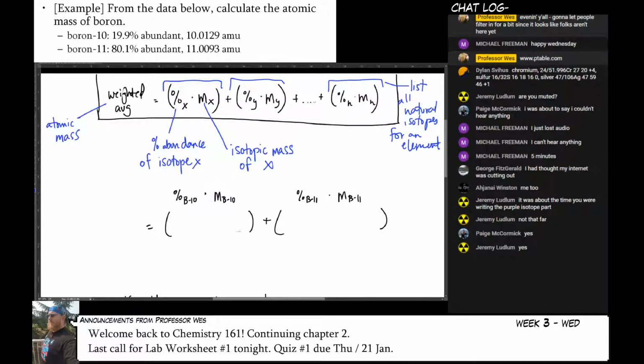And then we'll punch in the calculator and hit equals. So let's enter all those numbers. Boron-10 is 19.9% abundant. We want to write that as a decimal so that we don't have to deal with the units of percent, times boron-10's mass, which is 10.0129 AMU.